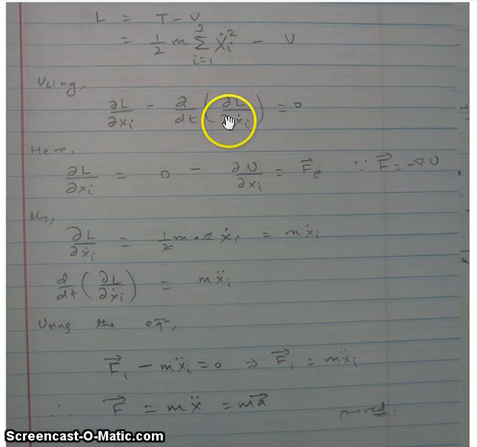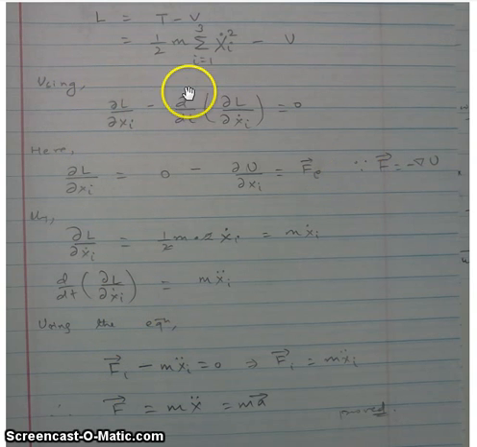Now for the expression inside here, dL by dx_i dot equals 1/2 mass times 2 x_i dot, which would give us the momentum in that direction, and differentiating that with respect to time would give us the acceleration in that direction times mass.